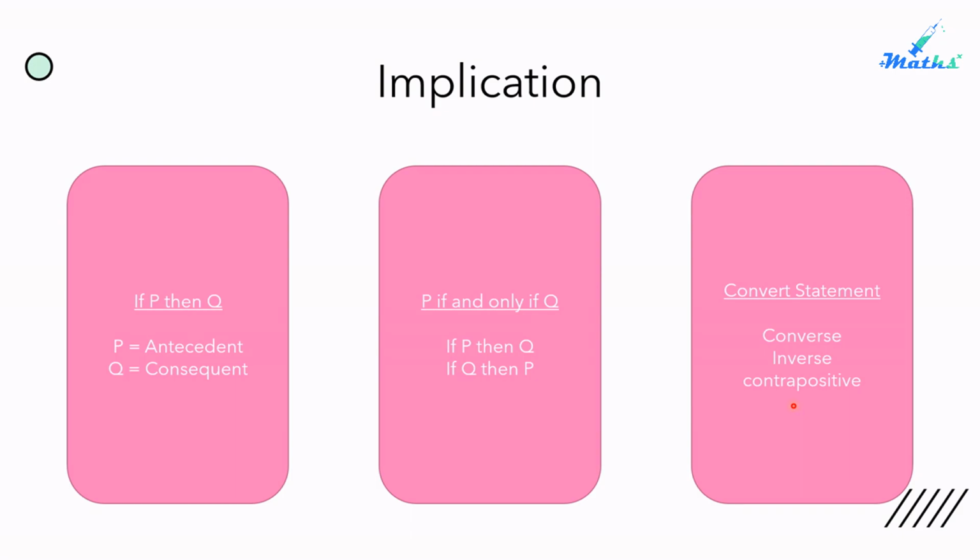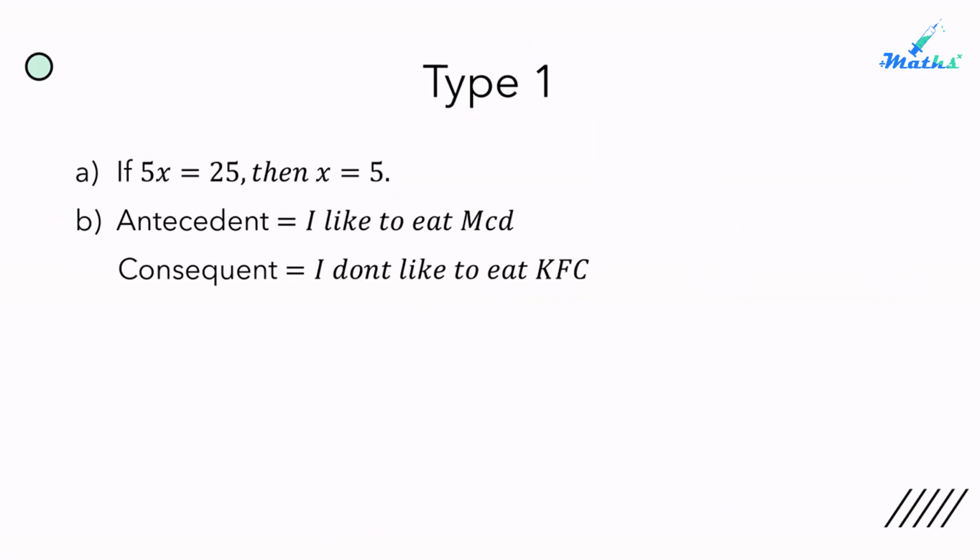And here is the first type of the question. The first question is if 5x equal to 25, then x equal to 5. So you will need to find out the antecedent and the consequence. So the answer will be the antecedent is 5x equal to 25. The consequence will be x equal to 5.